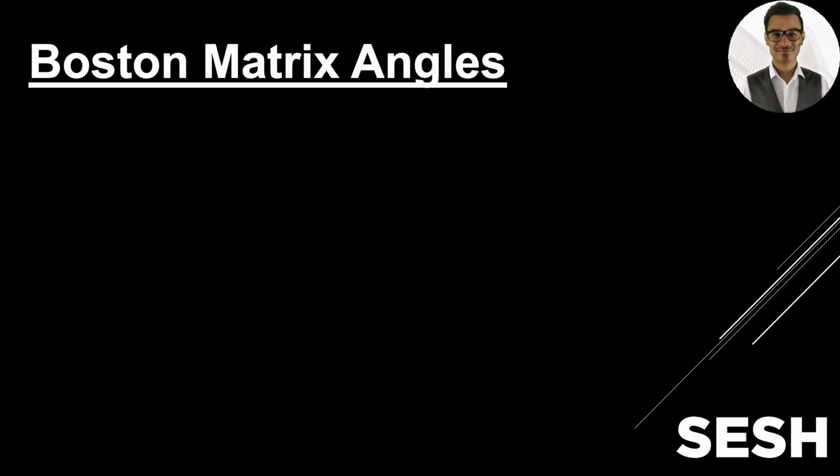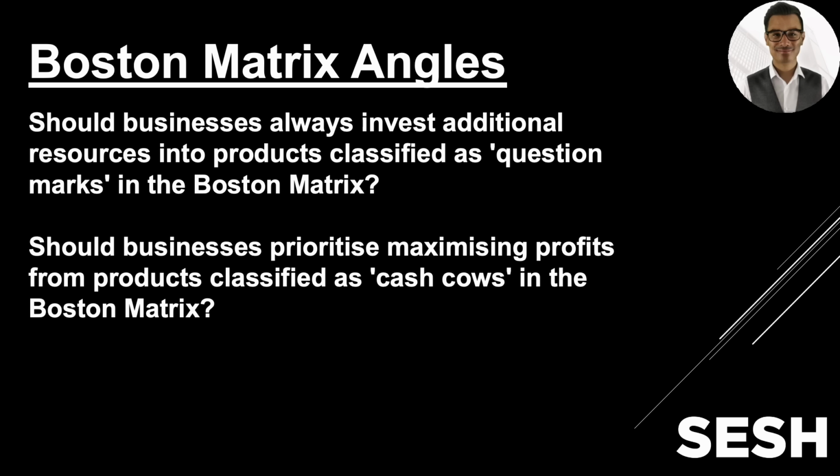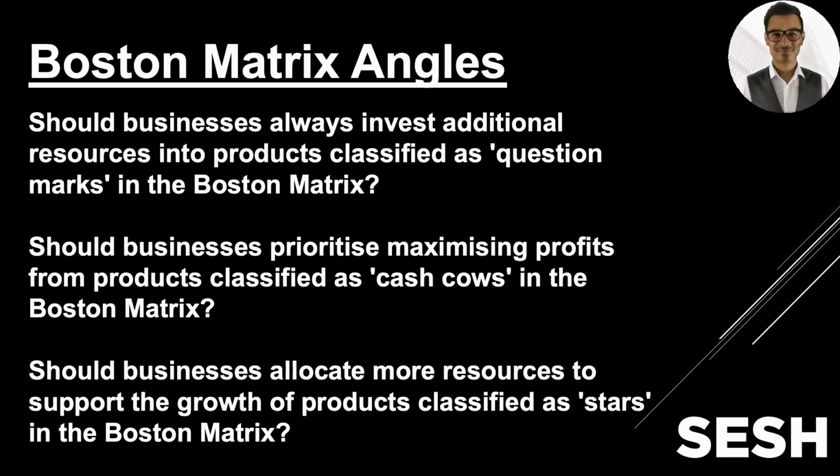Carry on with those delicious angles for Boston Matrix questions. Maybe it could be there. So here's 3 angles that we've not seen. So should businesses always invest additional, more resources into products classified as question marks in the Boston Matrix? Another way to go about it, should businesses prioritize maximizing profits from products classified as cash cows in the Boston Matrix? Another one, should businesses allocate more resources to support the growth of products classified as stars in the Boston Matrix? All of them 16 markers.